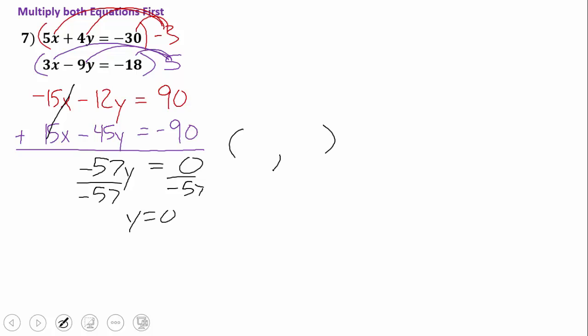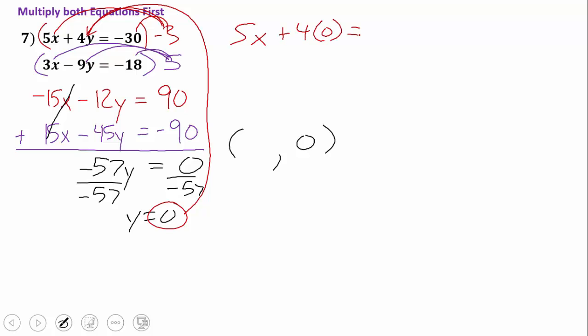You can have an ordered pair solution where one or both of the coordinates are 0. Let's put it in and let's find out and prove it. So now I'm going to take that 0 and I'm going to substitute it into the first equation for y, because y is 0. I have 5x plus 4 times 0 is equal to negative 30. Well, the 4 times 0 goes away, so 5x equals a negative 30. Dividing by 5, we find that x is equal to negative 6. So our ordered pair solution seems to be negative 6, 0.